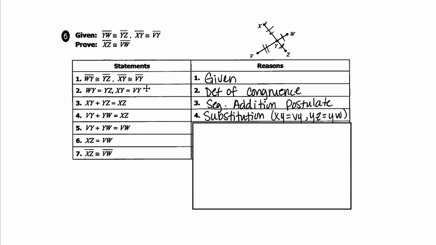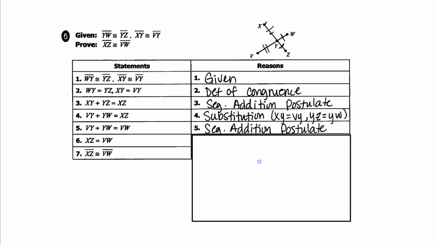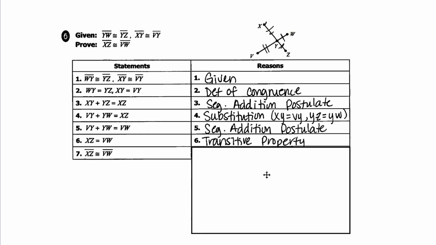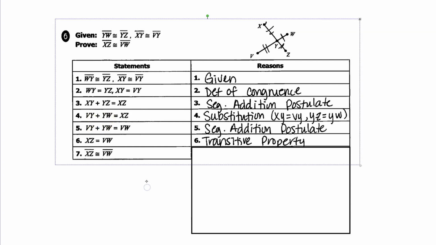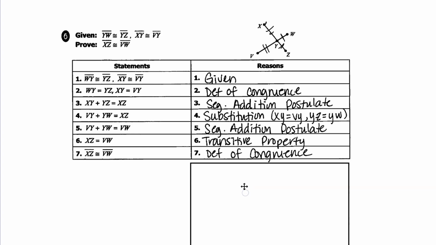Then we have YV, VY, and YW equal VW. That's your midpoint again. Segment addition postulate because Y is the midpoint. And then you have XZ equals VW, right? What we're doing is the transitive property. Basically, we're taking these and we're eliminating this over here. And then finally, all we've done is change that symbol so it's congruent.